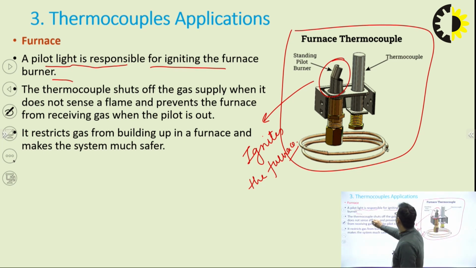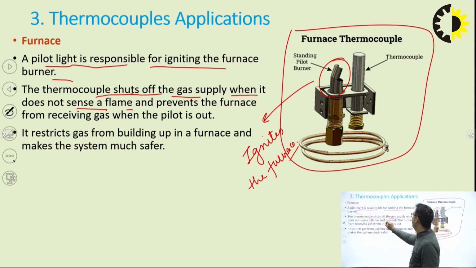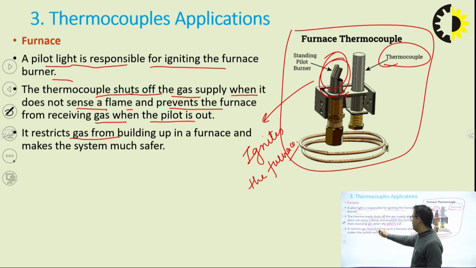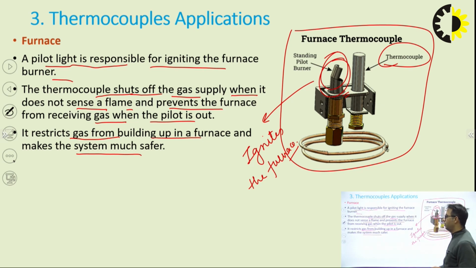So what is the role of the thermocouple here? The thermocouple basically shuts off the gas supply when it doesn't sense a flame, preventing the furnace from receiving gas when the pilot is out. It means the pilot is not working but the gas supply is still there, which is very harmful. So to avoid such a situation, if the thermocouple is not sensing any flame here, it shuts off the gas supply and restricts gas from building up in the furnace, which makes the system much safer. So this is how a thermocouple works.